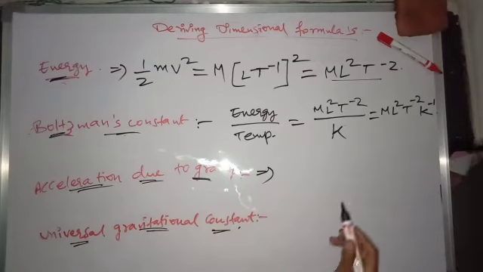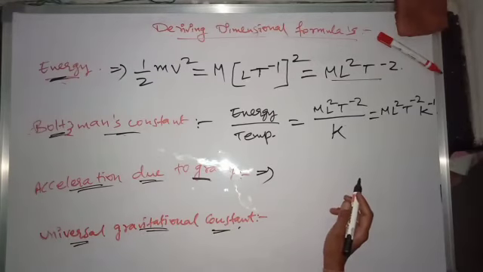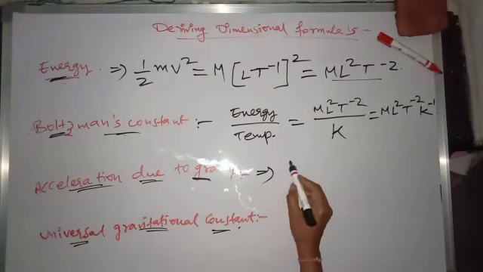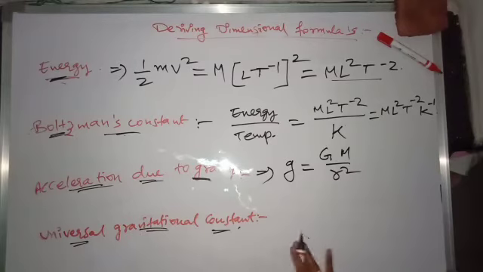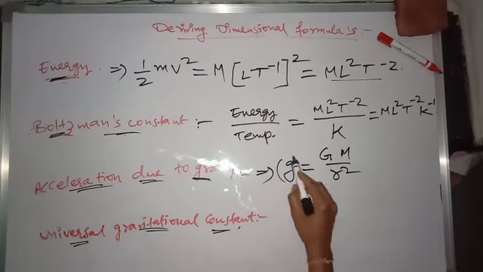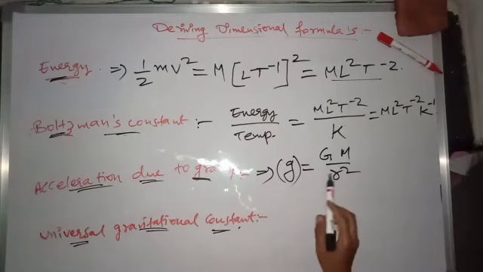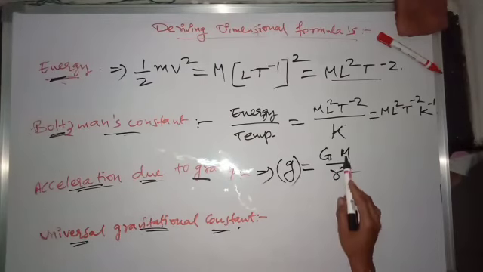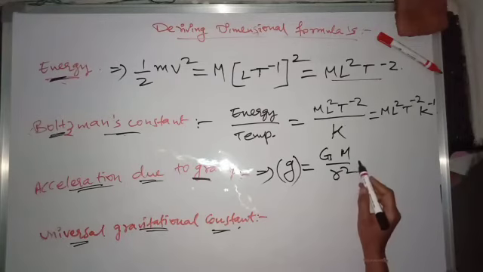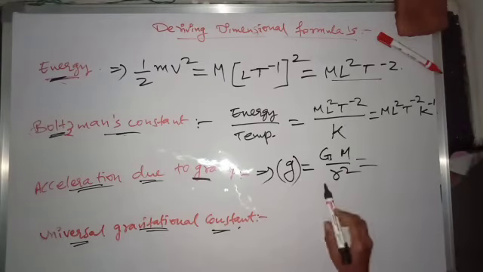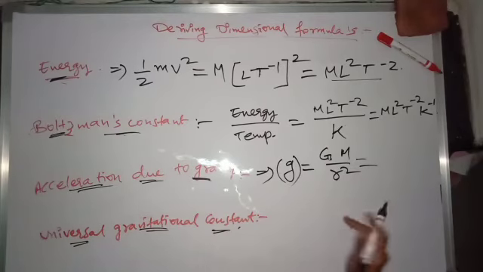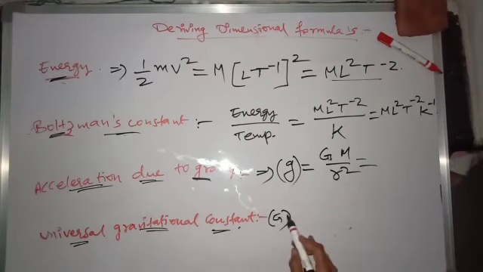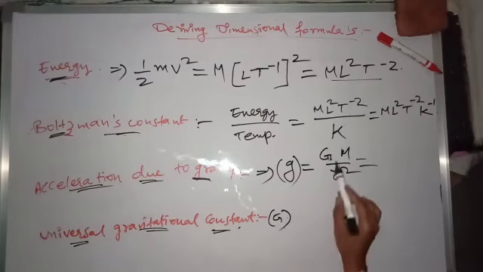Coming to acceleration due to gravity. What is acceleration due to gravity? This is given as small g equal to capital G into M by r square. Acceleration due to gravity is represented with a small g, and capital G is the universal gravitational constant, M is mass, and r is the distance between the two masses. First we will derive the dimensional formula for the universal gravitational constant, then we will substitute this dimensional formula in this equation.